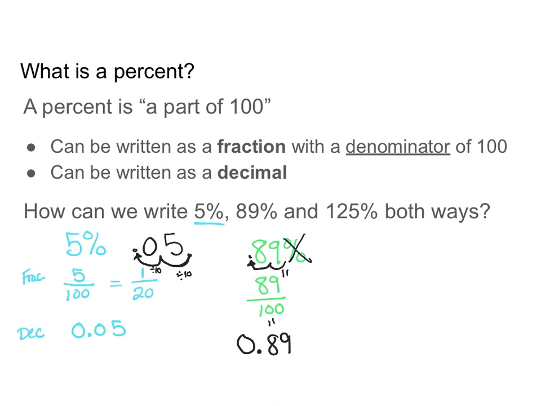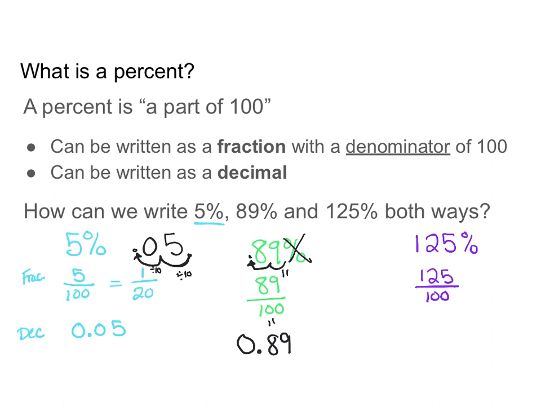Let's do the last one. Let's do purple. So I have 125%, and that is equal to 125 out of 100. So that is greater than 1. So when you have something over 100, it's greater than 1. Okay, so let's go ahead and write it as a decimal.